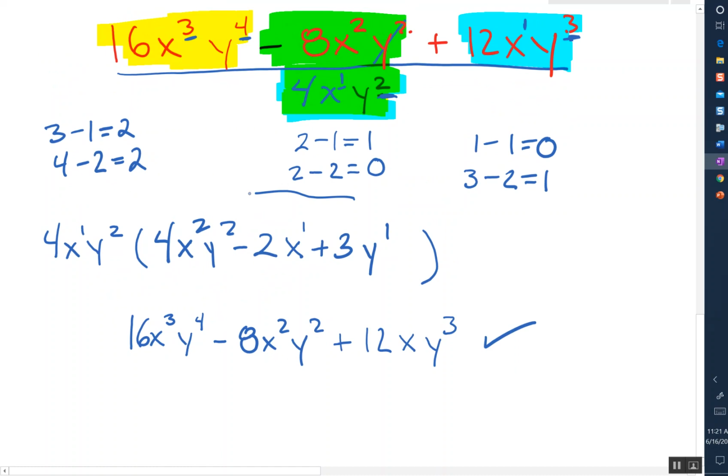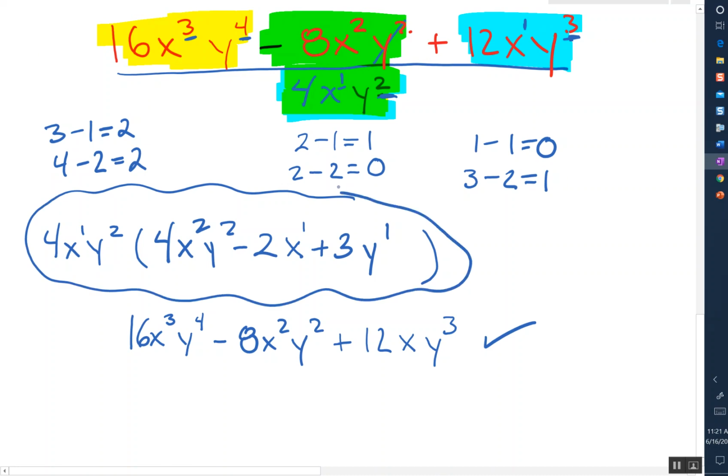Don't leave your GCF behind. Make sure you have that right there in front. And if you don't want the ones on there, you certainly don't have to do it. They probably wouldn't show up on a multiple choice answer.